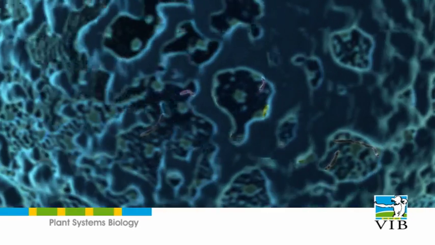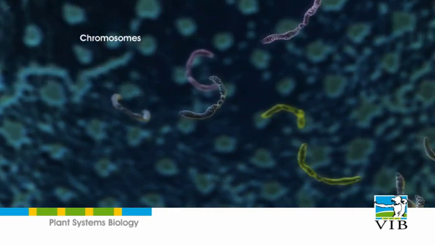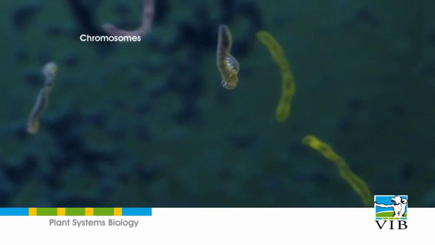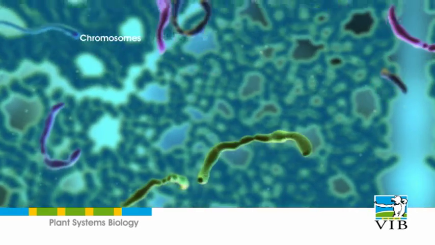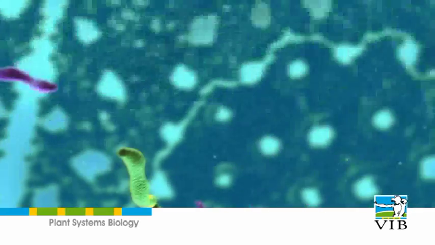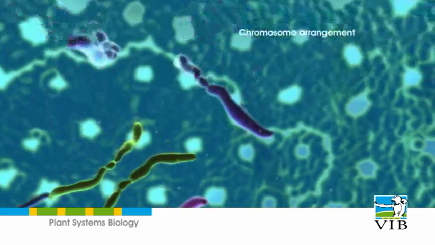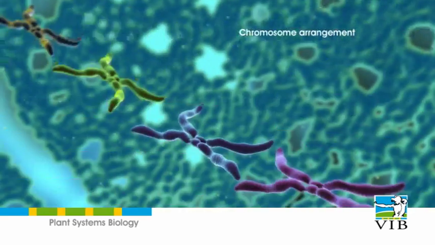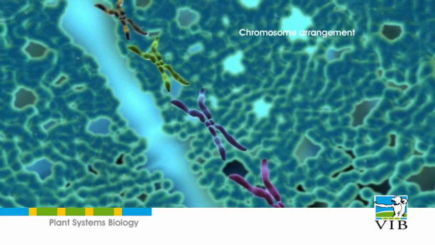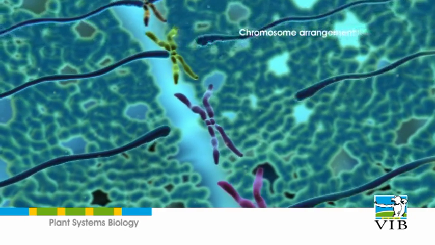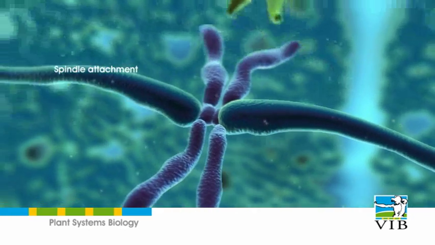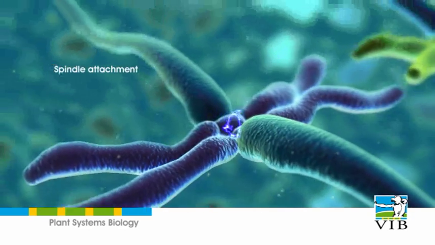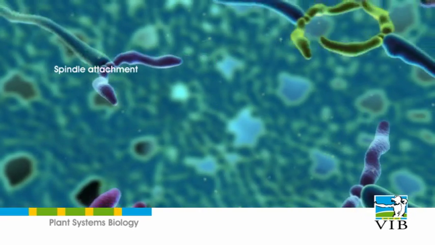Cell division begins when the chromosomes begin to condense. As the DNA is compacted, the nucleus breaks down and the chromosomes are arranged at the center of the cell. This arrangement is made possible by the attachment of the chromosomes to a rigid structural element called the spindle. After alignment, the spindle is contracted, generating a force that pulls the chromosomes apart.